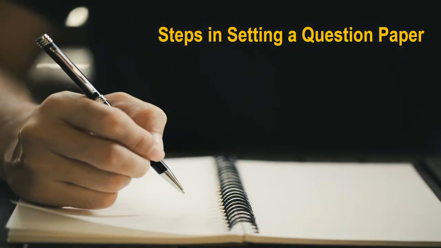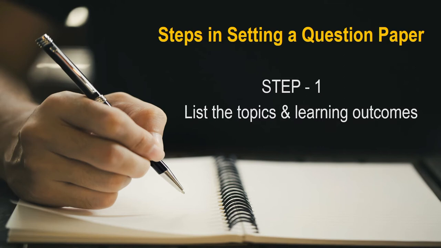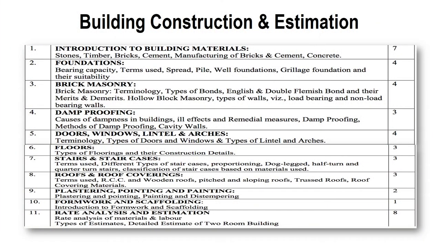The very first step in setting a good quality question paper is to know the topics which are to be covered in the question paper and the learning outcomes that need to be assessed. For example, if you are setting a question paper for the course on building construction and estimation and you have 11 topics, if it is going to be the class test, maybe you have covered the first 3 topics, thus the question paper would include these 3 topics. If it is going to be the end semester test, all the 11 topics need to be included in the question paper.